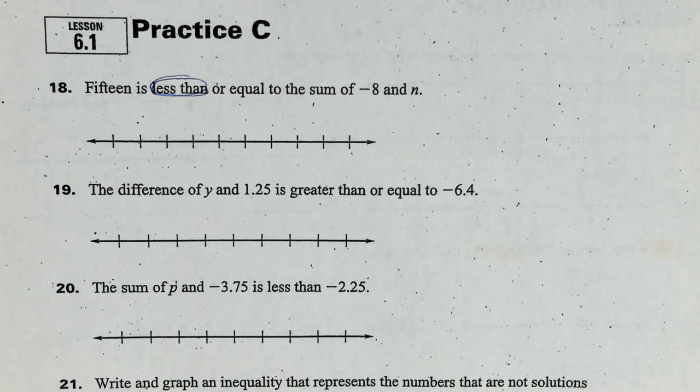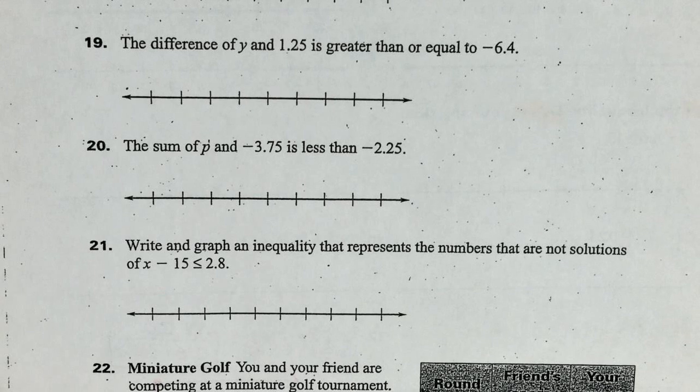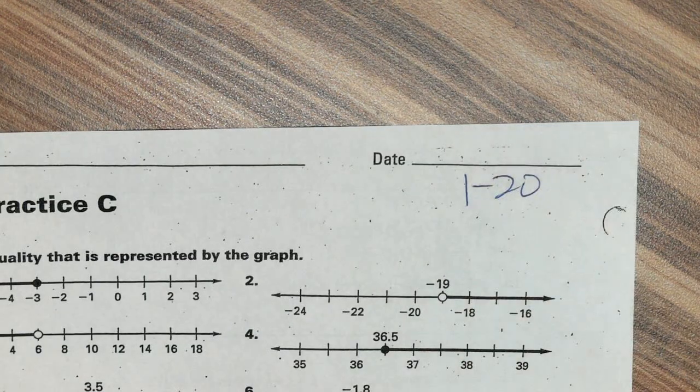Okay, and then let's just do 1 through 20. Does that sound fair? Just 1 through 20. Okay, get busy.